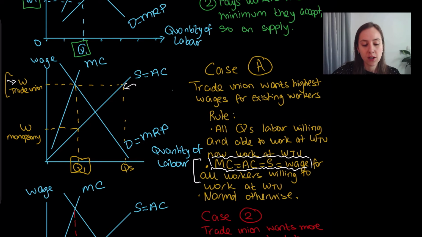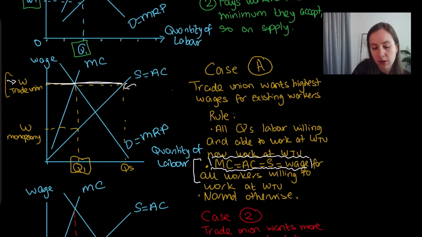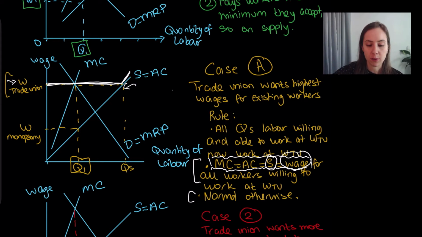So when the new wage rate arrives, we have to follow that rule that the MC equals the AC, equals the supply curve, equals the wage rate. So I'm going to draw the new supply curve in white, and for all those people, the supply curve equals the wage for all the people who are willing to work at that wage rate. The second rule is everything returns to normal otherwise. So your new supply curve is S2.